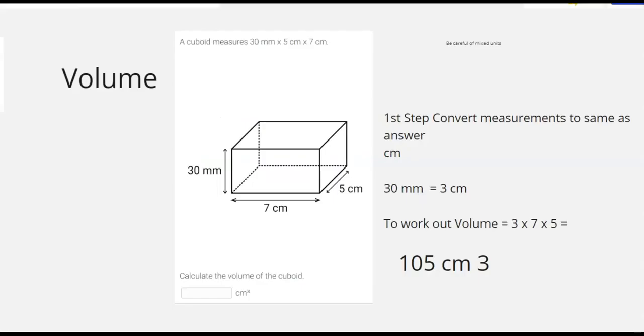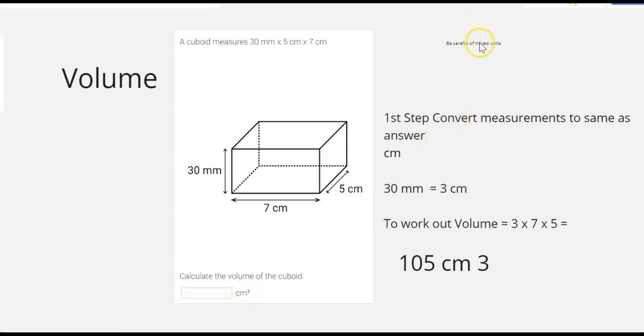Okay, so now we're going to look at a worked example for volume. I'll read out the question. A cuboid measures 30 millimeters times 5 centimeters times 7 centimeters, and you can see the dimensions on the cuboid. So 7 is across here, 5 centimeters is the depth, 30 is the height. Calculate the volume of the cuboid, and it's actually providing the units for you. In your test it probably won't do that, but here it's centimeters cubed.